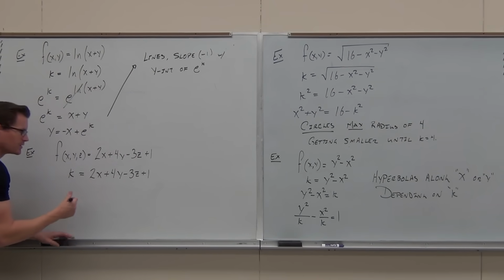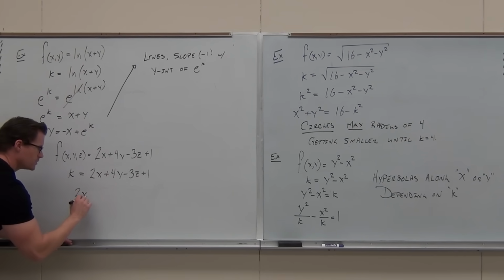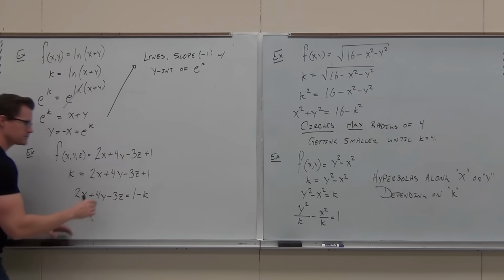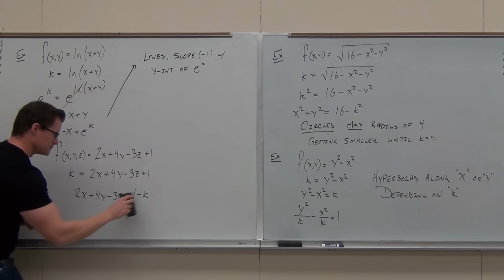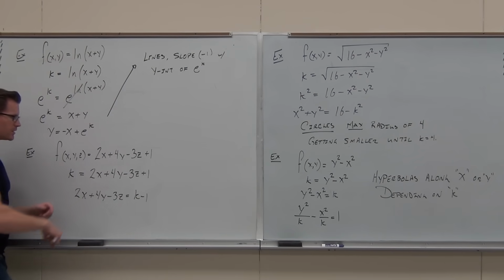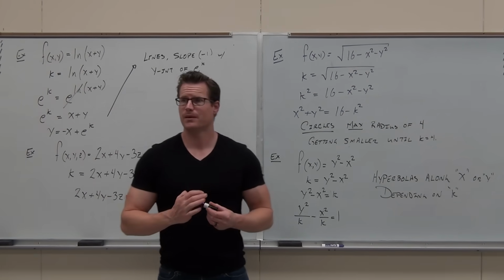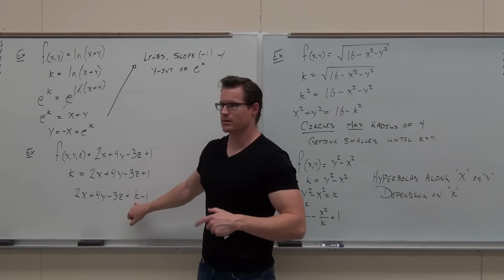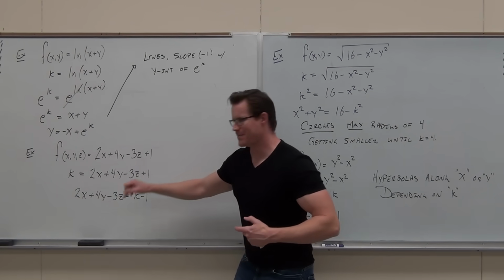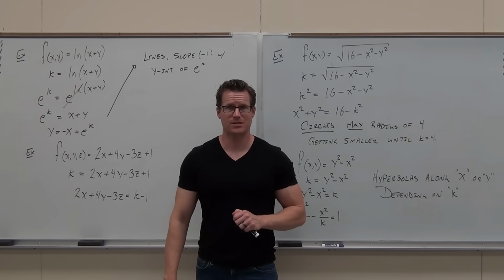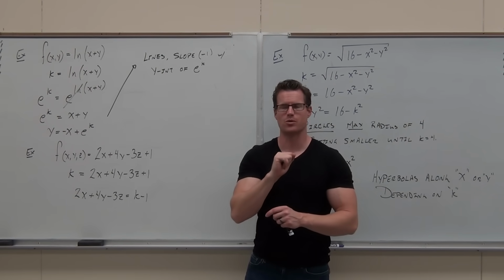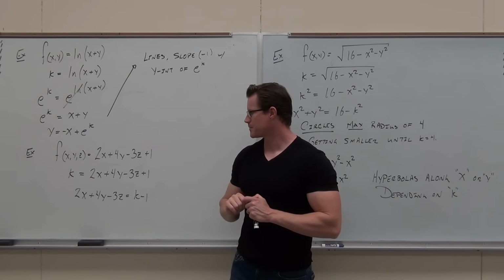Get your constants together. So if I do that, I'll have 2x plus 4y minus 3z equals 1 minus k. Sorry, k minus 1. So subtract the 1 and you got it. Now, question. If I plugged in 0, 1, 2, 3, 4, any constant, because k is a constant, what am I getting? Planes. I'm getting this series of planes. That's all I'm getting. What's the normal to every one of those planes?